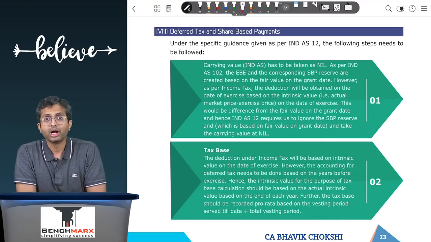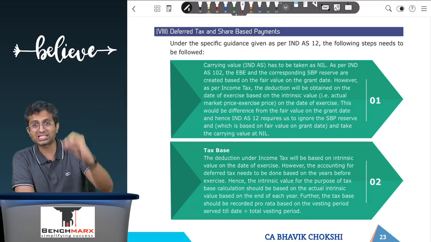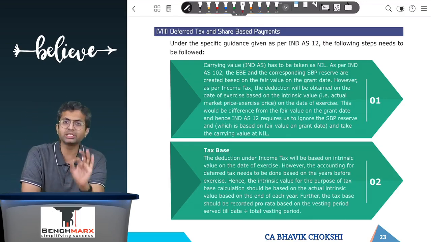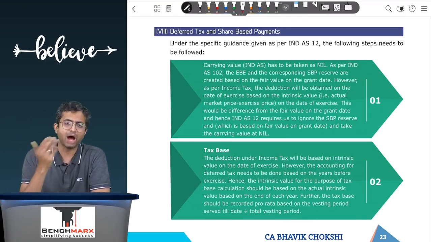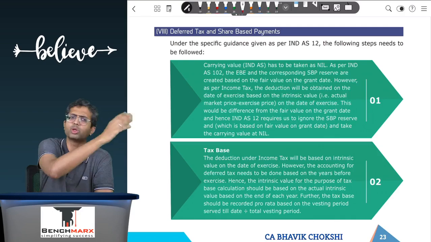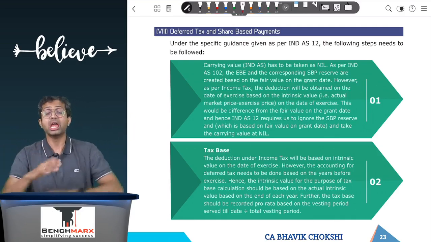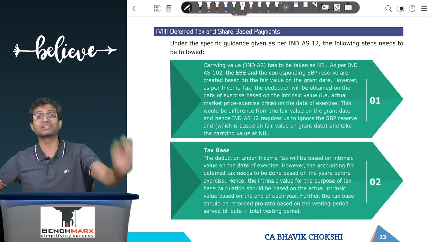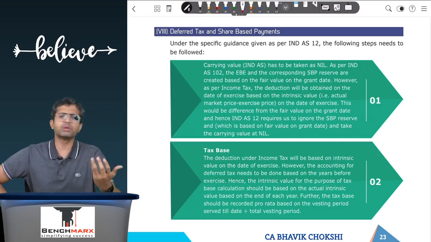So the standard over here says that let the carrying value as per Ind AS be nil. Ideally, the carrying value as per Ind AS will be the balance which is appearing in the SBP reserve. However, as per income tax, that number is useless because that is the fair value as on the grant date. Income tax does not give you deduction based on the fair value as on the grant date, and hence it has been specifically instructed to take the carrying value for these SBP items to be nil.